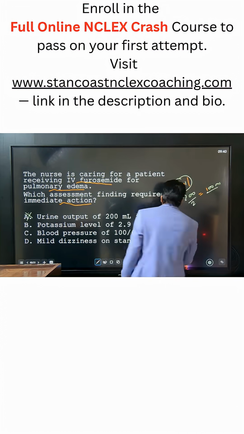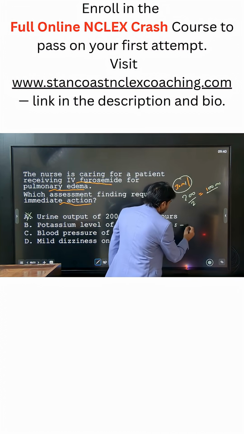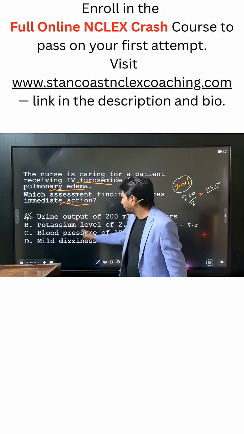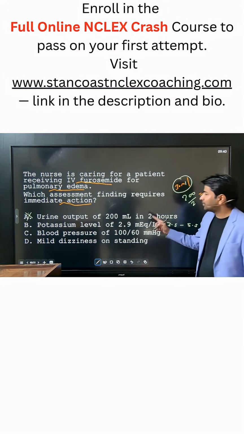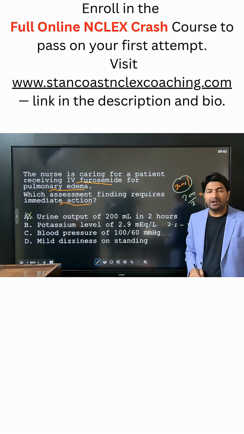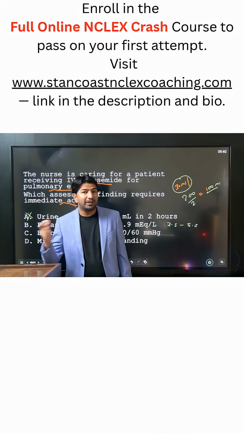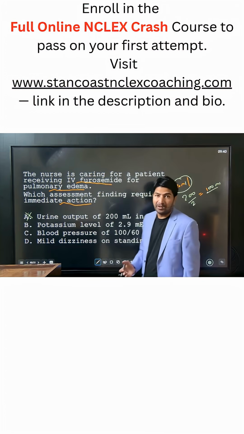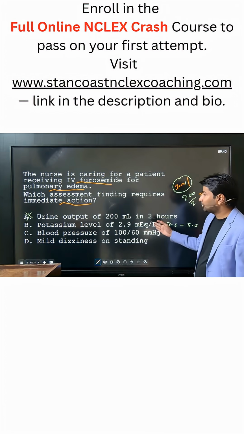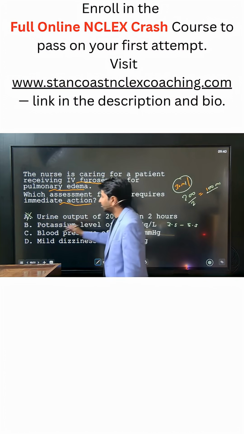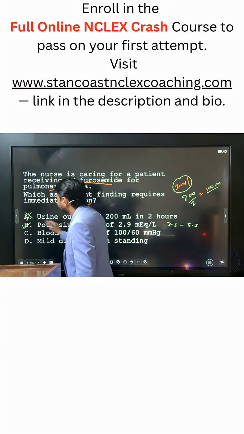However, the normal level of potassium is 3.5 to 5.5 milliequivalents per liter. Now, if we look here, it's 2.9 milliequivalents. This means it's very low, which we call hypokalemia. If the patient has hypokalemia, after some time, dysrhythmia might occur, and they will start having cardiac problems. So for this, we need to take immediate action for the patient. Therefore, this option will be correct.